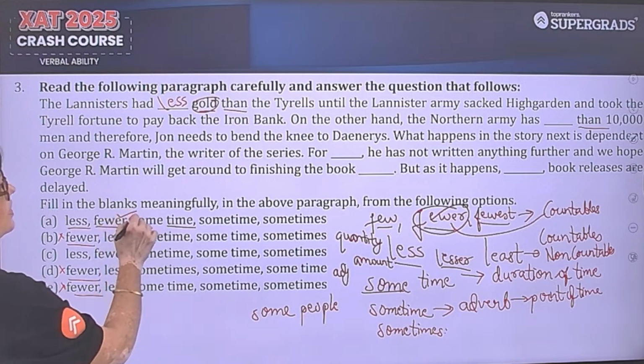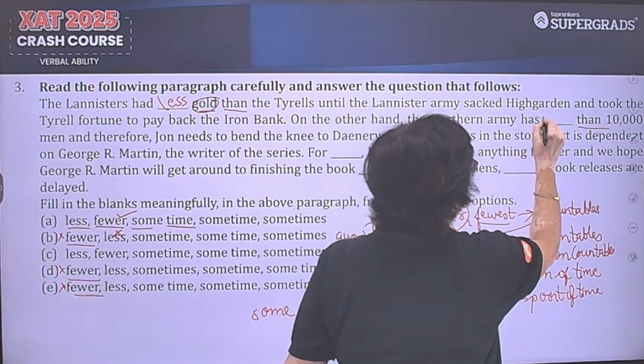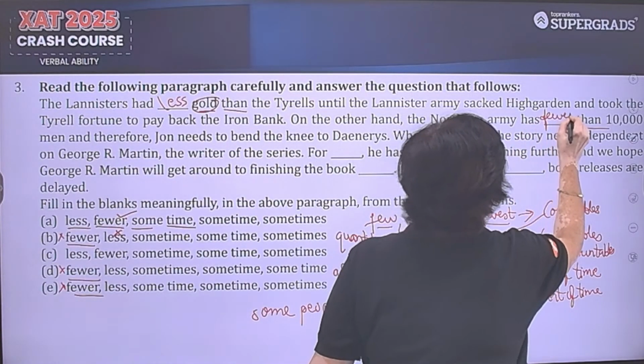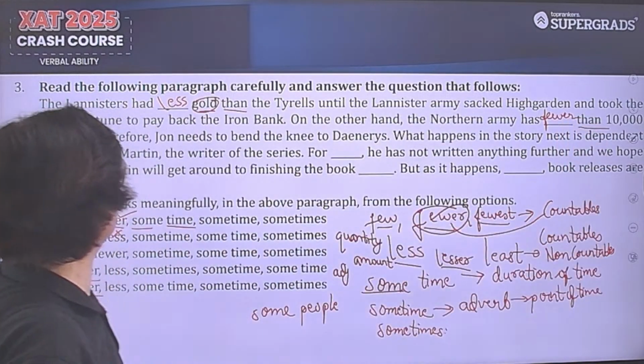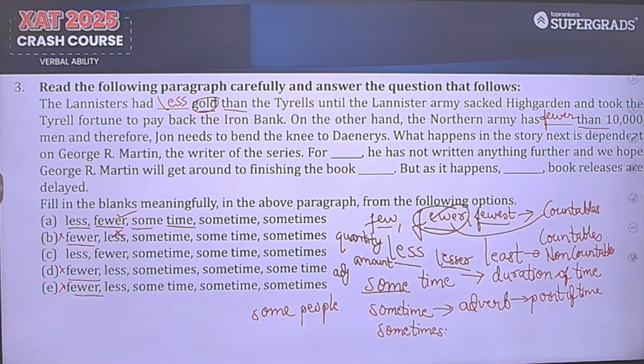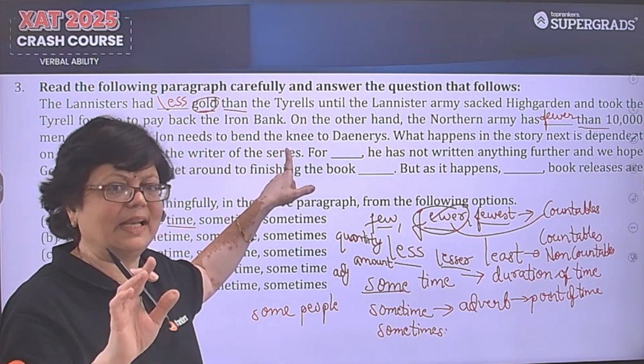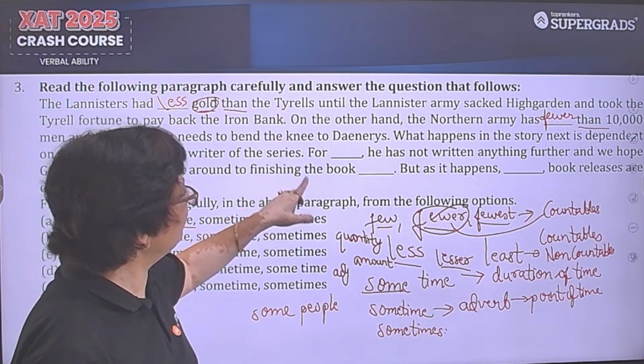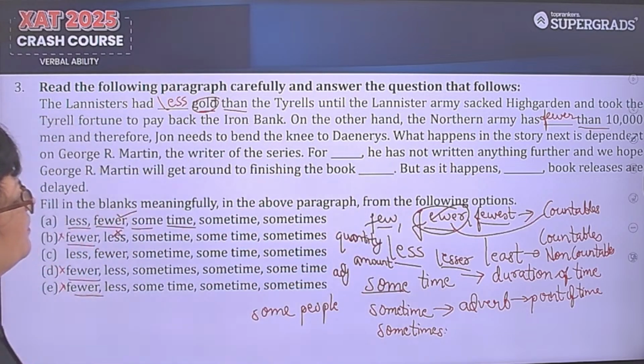Fewer आप use कर सकते हो. Army has fewer than 10,000 men, and therefore John needs to bend the knee to Daenerys. What happens in the story next is dependent on George R. Martin, the writer of the series. For now, some reason is being given for the writer taking a particular step. For dash, he has not written anything further.